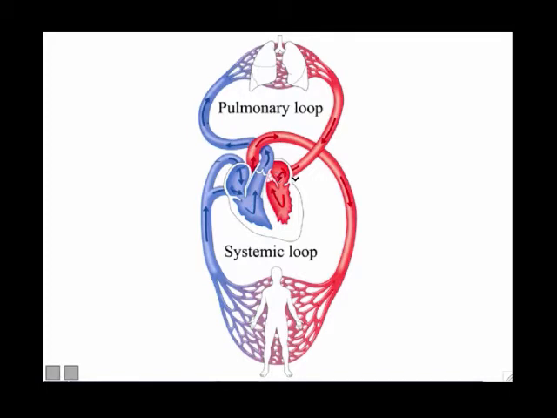And you can kind of see that on the diagram right here. They have these little arrows going down. So the right atrium fills up the right ventricle, and the left atrium fills up the left ventricle, simultaneously. They squeeze at the same time to fill up the ventricles.